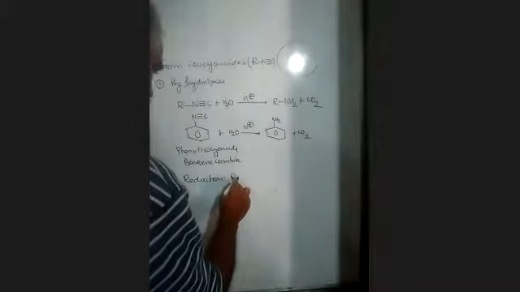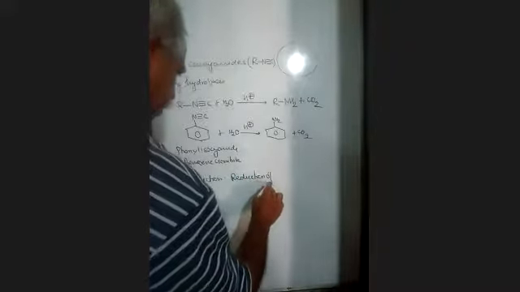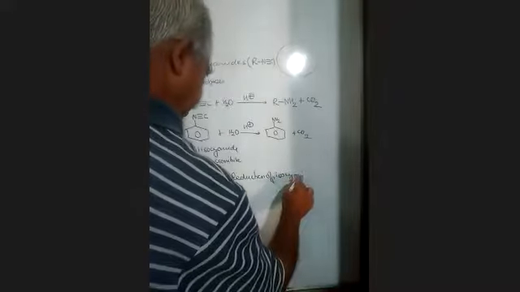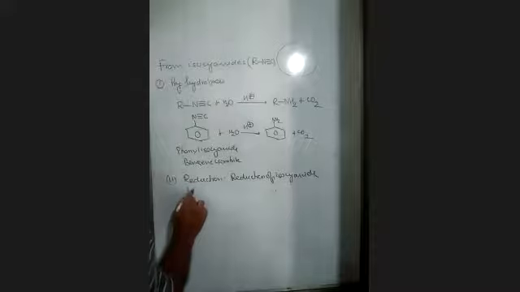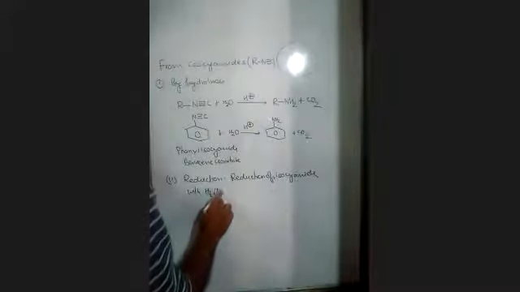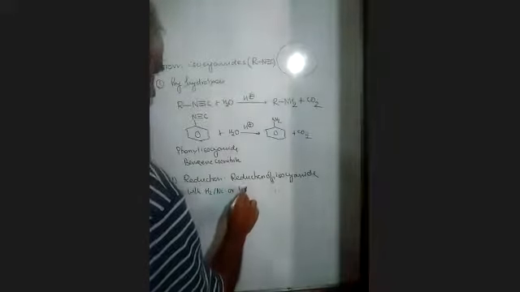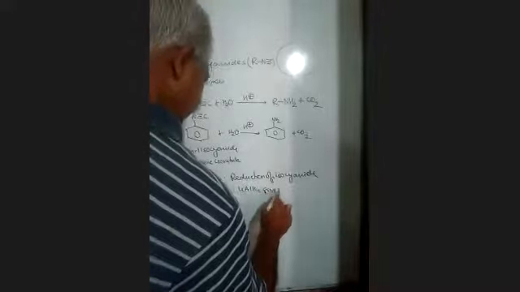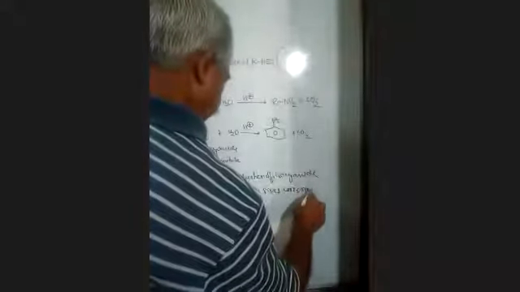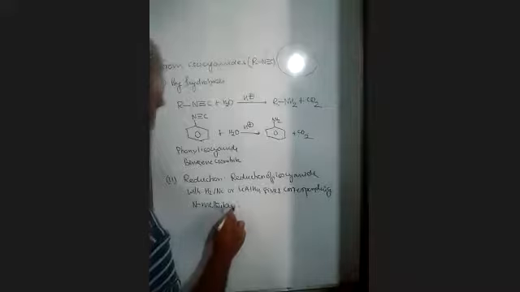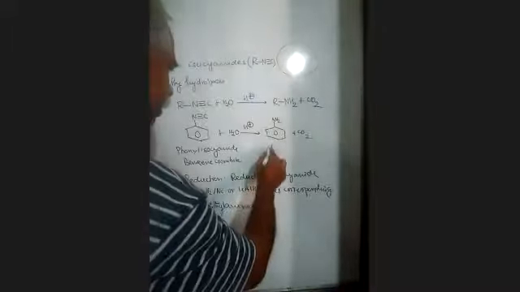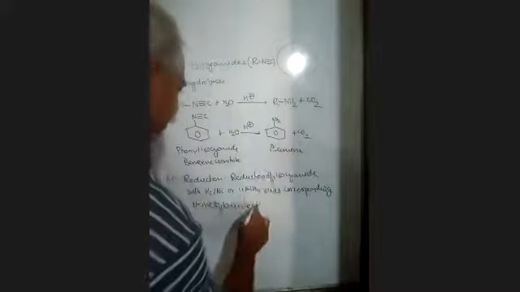So again, reduction you can do. Reduction of isocyanates with hydrogen and nickel, or lithium aluminium hydride, gives the corresponding N-methyl amine. That is, you get a secondary amine. This is a primary amine, and you will get here. Yeah?